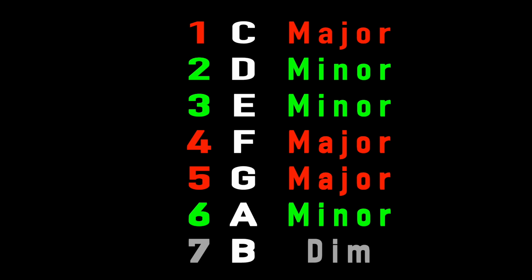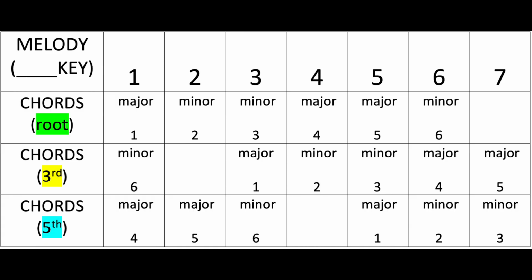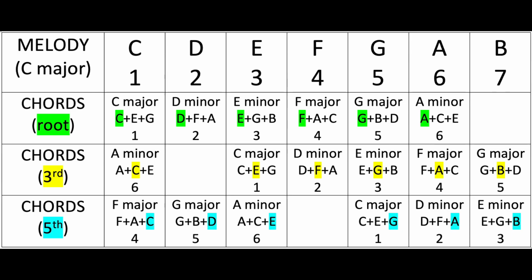Remember that in major scales, 1, 4, and 5 degrees are major chords, 2, 3, and 6 degrees are minor chords. We have a diminished chord on the 7th degree, but in this lesson we're only going to use major and minor chords. Now I'm going to put all these major and minor chords into the boxes to complete my worksheet.